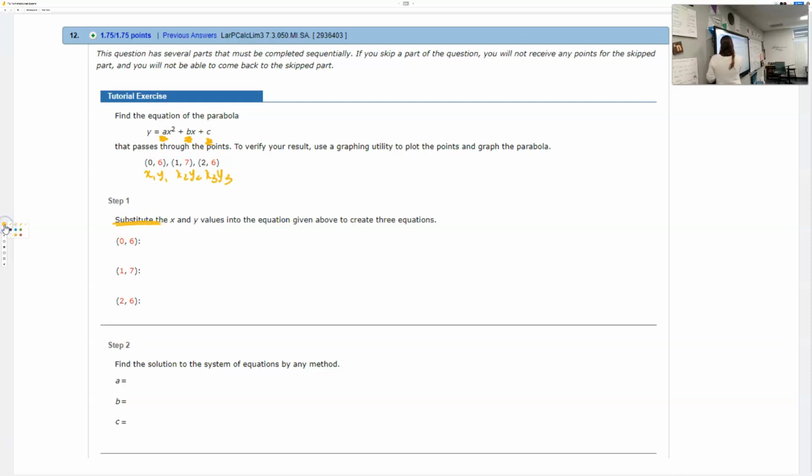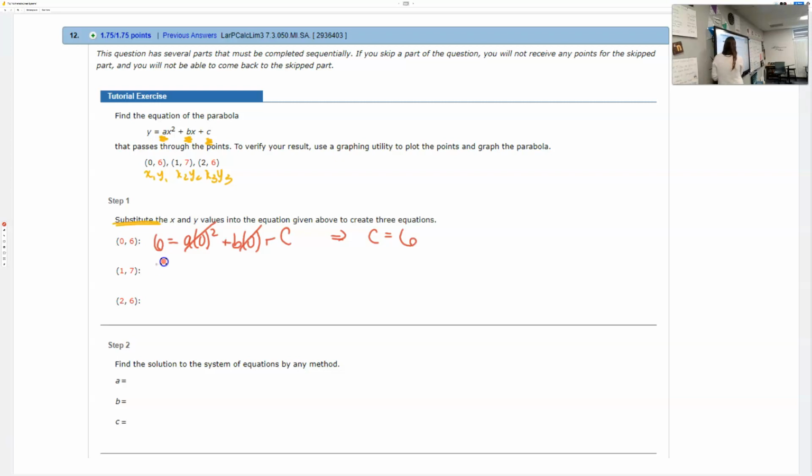If I plug in, I would say y is equal to 6 when x is equal to 0. Well, guys, what's a times 0 squared plus b times 0 plus c? The first equation is c equals 6.